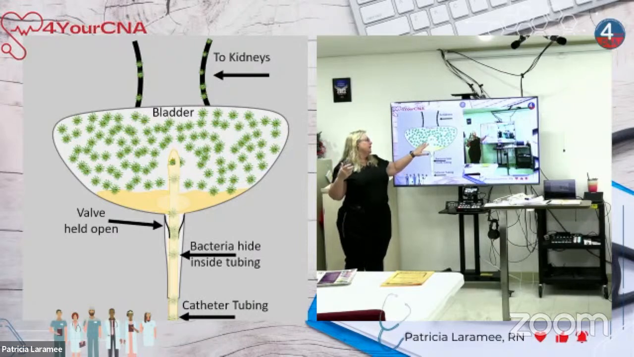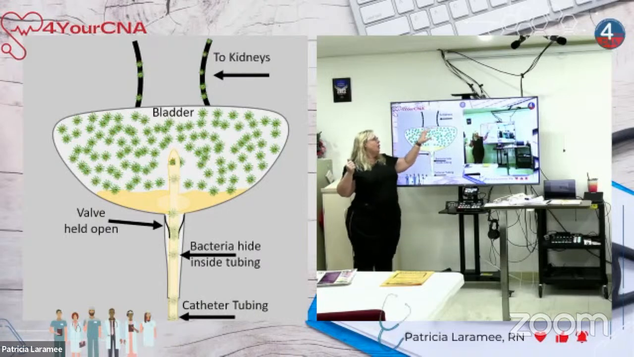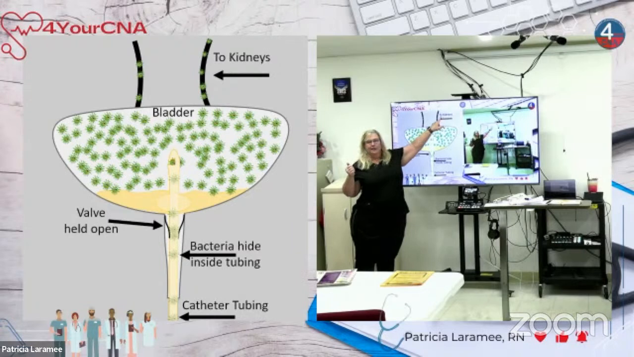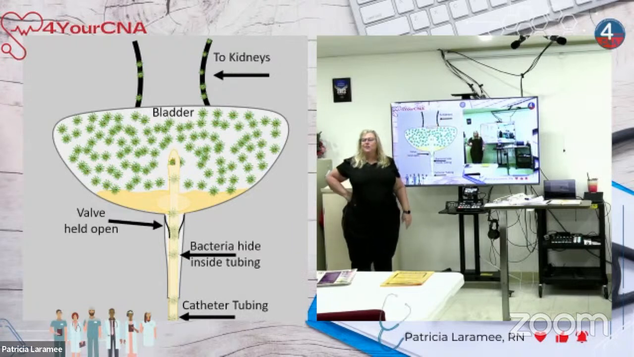And there's only two exits from this area, just two. There's the tube they came out of, but they're not going backwards. So the only other exits they have are your ureters, and those lead to the kidneys. And the kidneys filter blood.